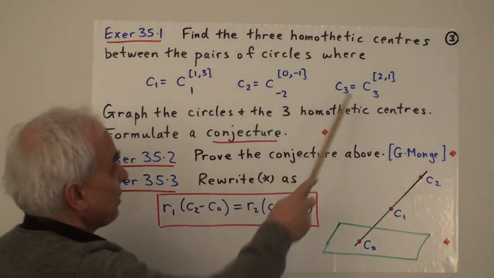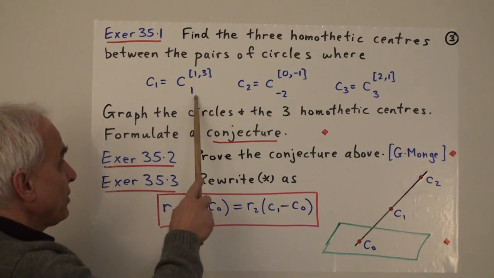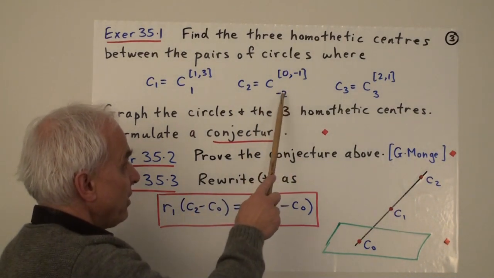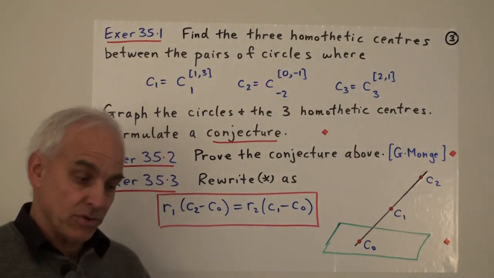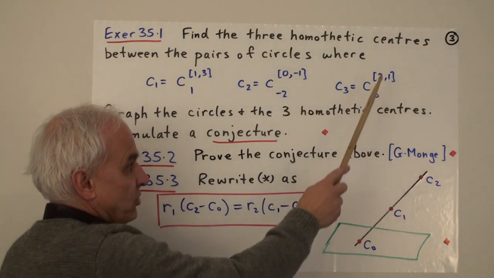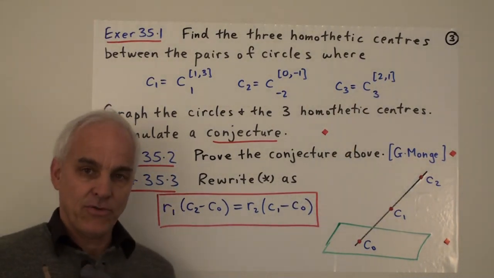Okay, so here are 3 particular circles. So this is the circle whose center is at the point (1, 3), whose signed radius is 1. Here's a circle with center (0, -1), whose signed radius is -2, so it corresponds to orientation in the other direction. And here's center (2, 1), and radius 3. All right, so now we have 3 signed circles.